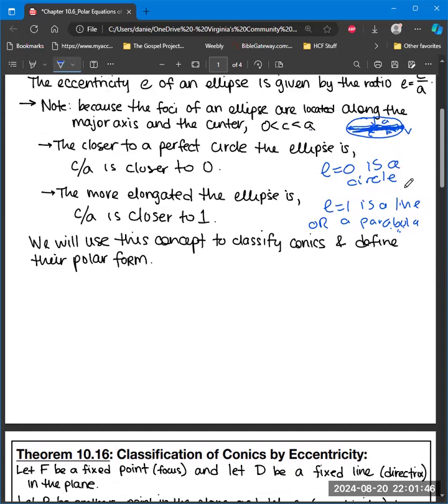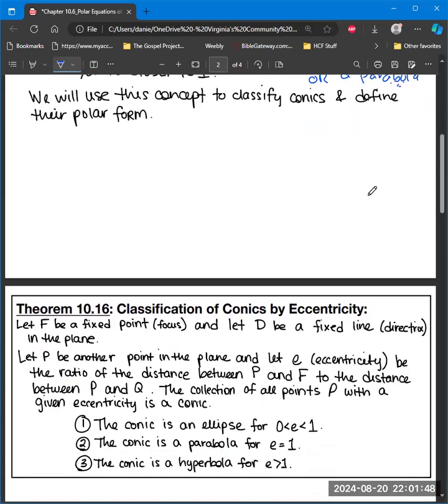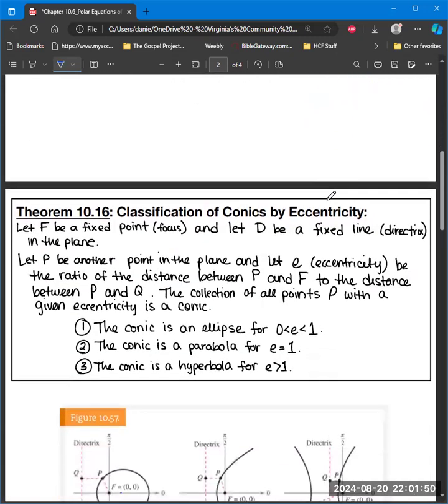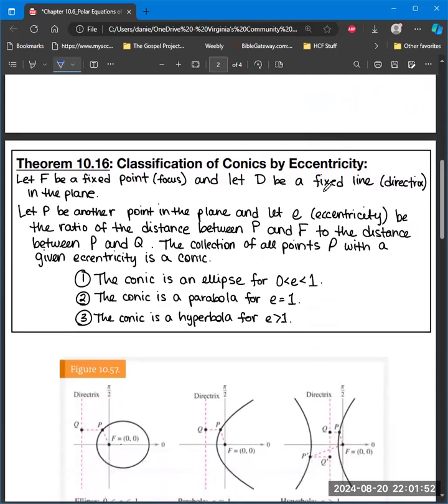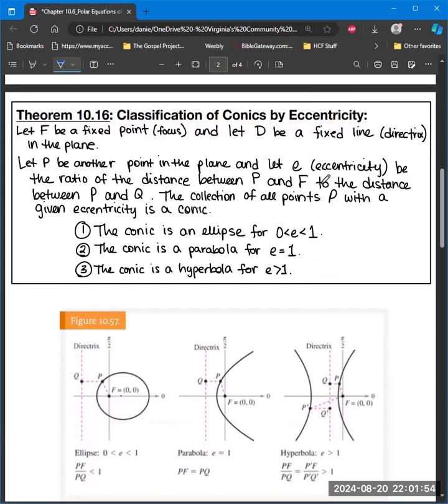And we'll start using the directrix and the eccentricity here to define the shapes. In fact, that's the next thing that we're going to do. So theorem 10.16, classification of conics by eccentricity. Let F be a fixed point, the focus, and we're going to put that fixed point at the pole. And let D be a fixed line, the directrix in the plane.